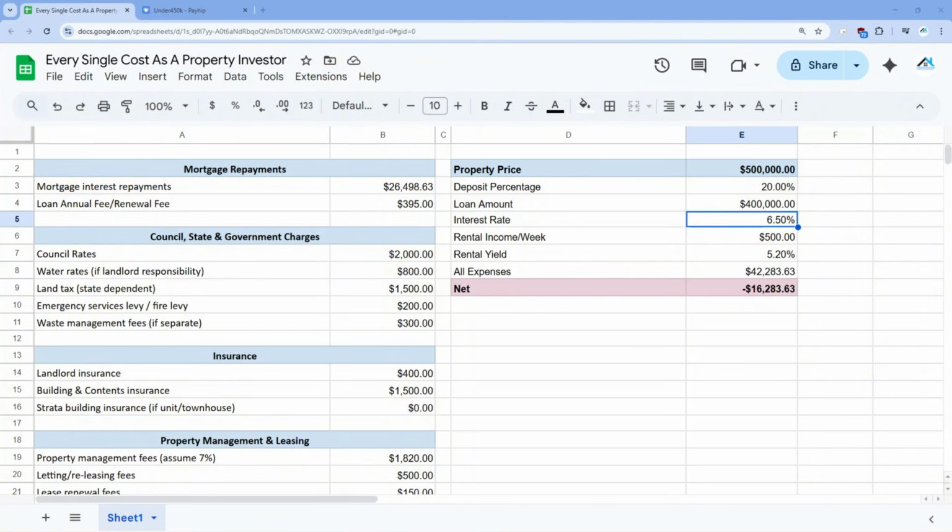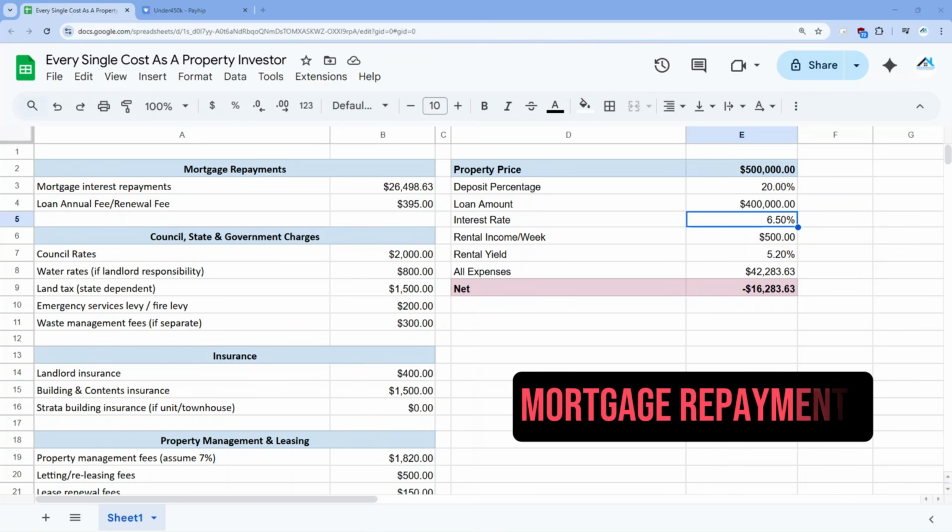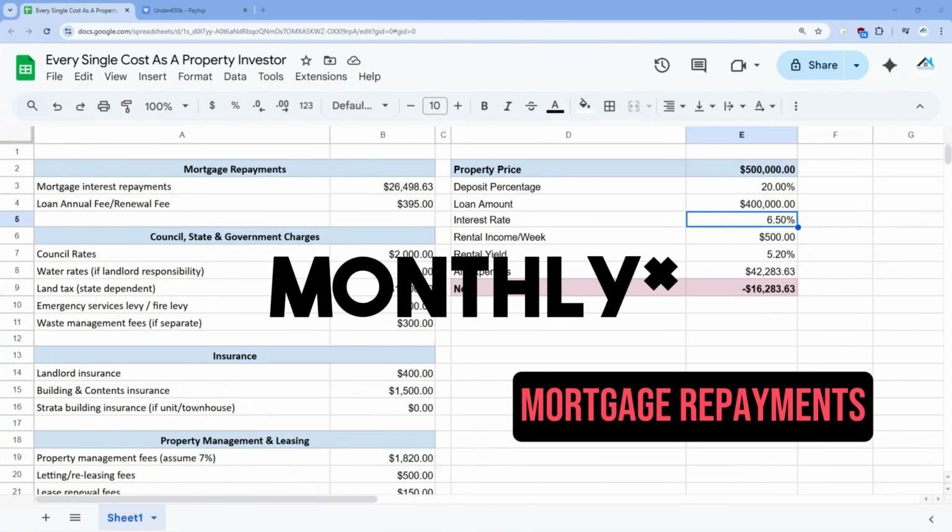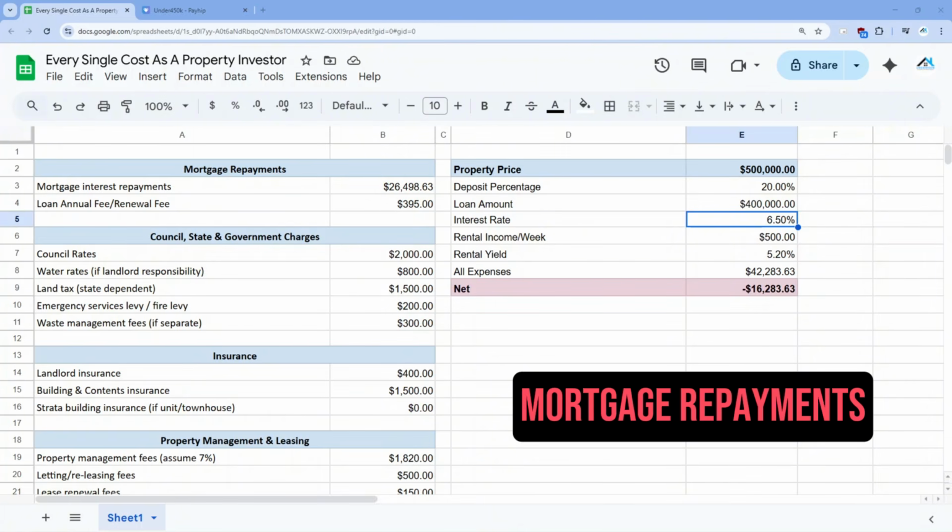Let's start off with the biggest payment, which is your mortgage interest payments. Now, this is the cost of borrowing money from the bank. It is usually the biggest expense paid monthly from your loan, right? Now, it can be paid weekly, it could be paid fortnightly, you can make extra repayments, but most investors will be paying your repayments annually on a specific date, which is usually the settlement date of the property. Now, if you are on interest only, your repayments are fully deductible. If you are on P&I, which is principal and interest, that means your interest part only is tax deductible.